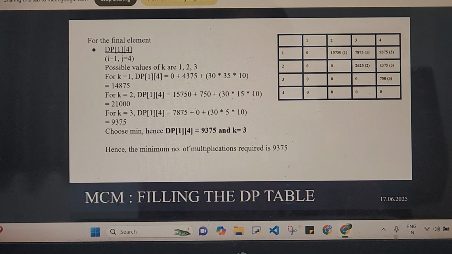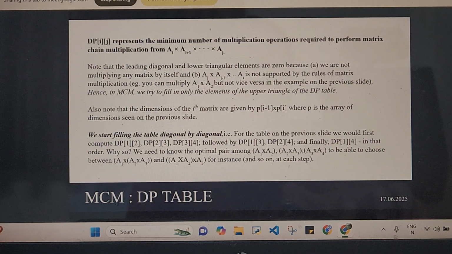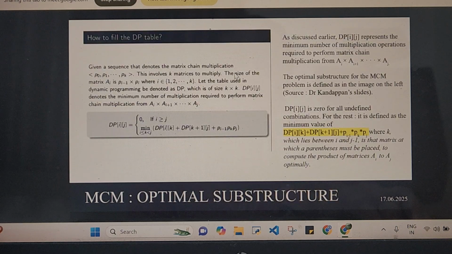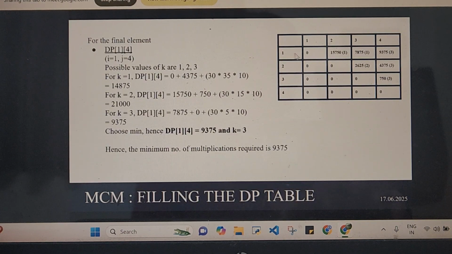And the original question asked us to find the product A1 into A2 into A3 into A4. So here your i is 1 and j is 4. So dp of 1 of 4 will be your final answer. So the minimum multiplications required to do A1 times A2 times A3 times A4 is 9375 multiplications. This is how you fill in the table.